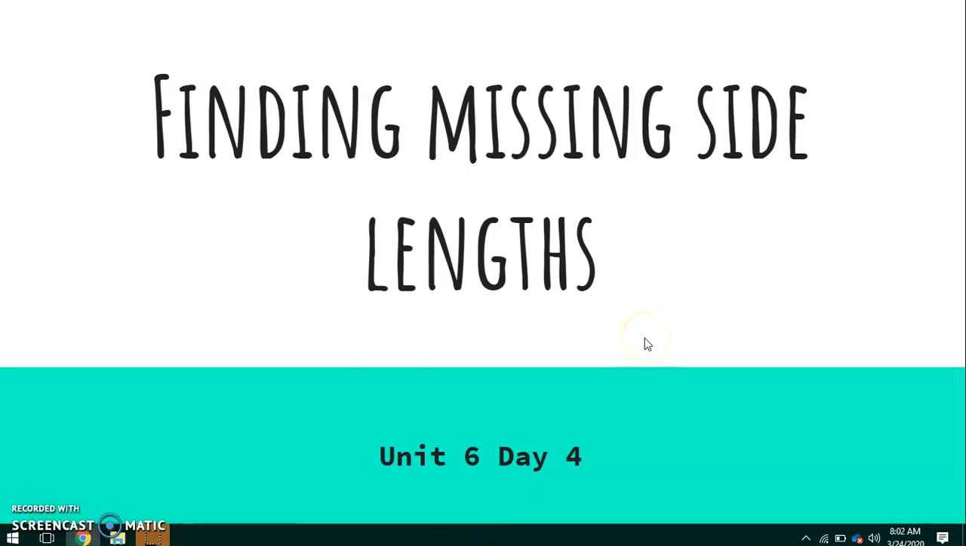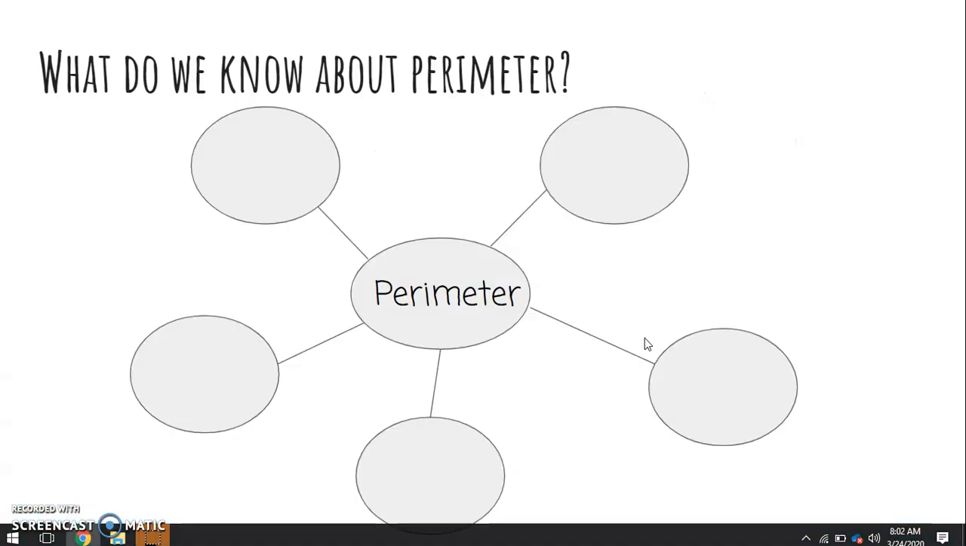All right, and if you're ready, let's keep going. All right, so first, you don't have to make this bubble map, so you're off the hook. You'd be doing this if we were in class. But I just want you to take a moment and think, what do you know about perimeter so far? Just take a moment. What does perimeter mean? How do you figure it out?